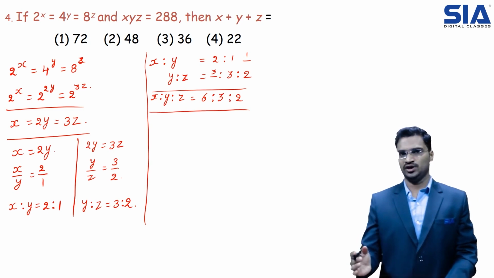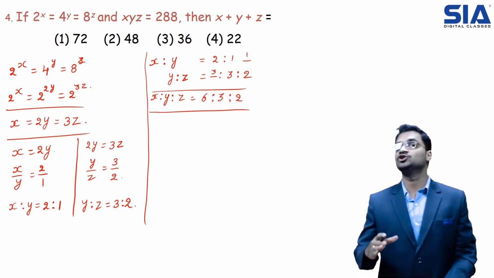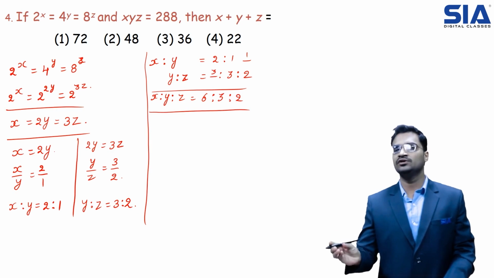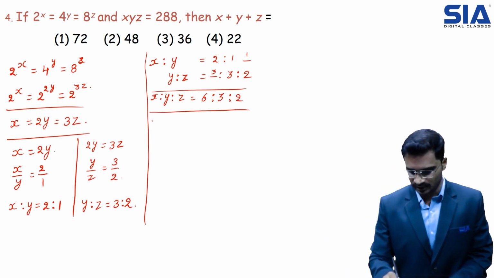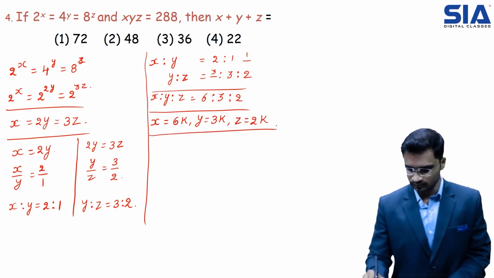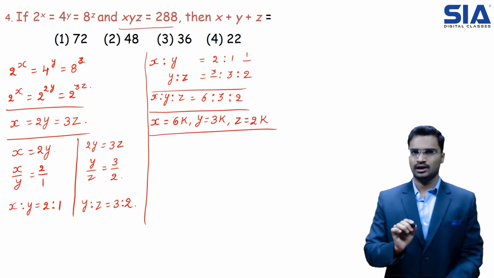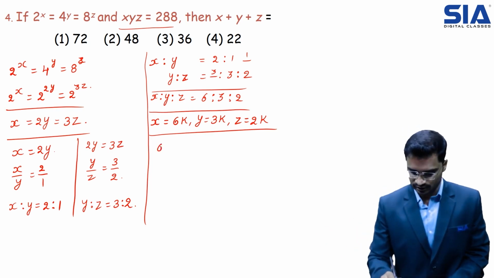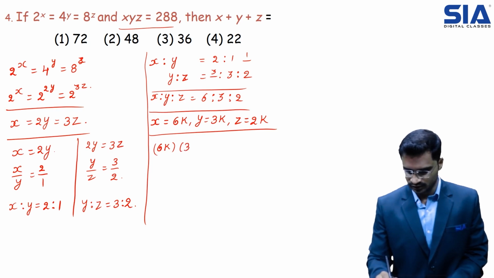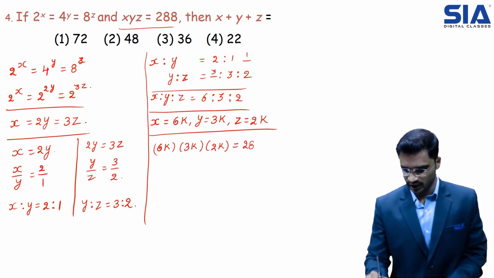So these are ratio values. Whenever I have to convert the ratio values into normal values, I have to give them a common multiple. Let us give them a common multiple of k. Then x is equal to 6k, y is equal to 3k, z is equal to 2k. In this particular line, he said that x into y into z is 288. Substituting here, 6k into 3k into 2k is equal to 288.